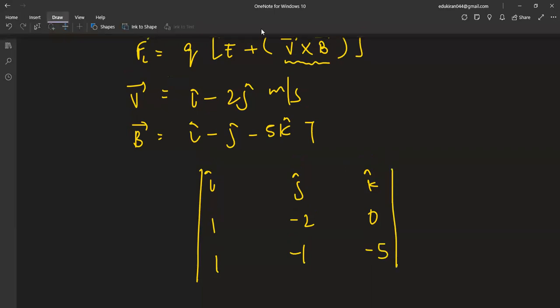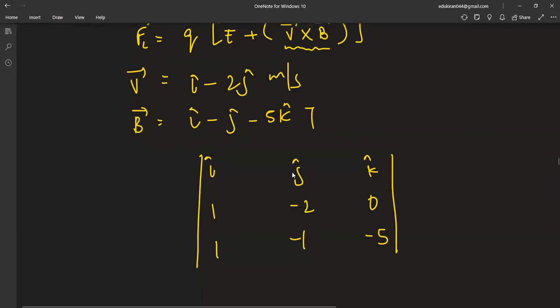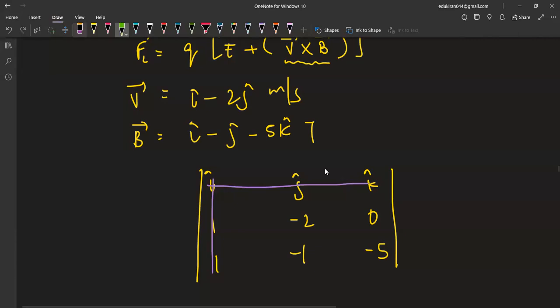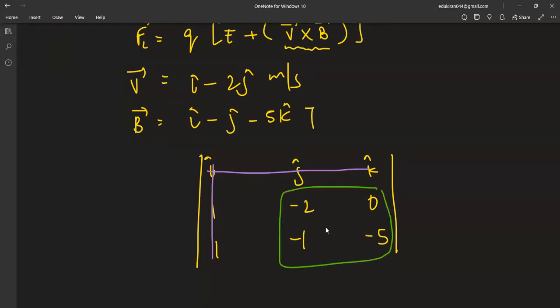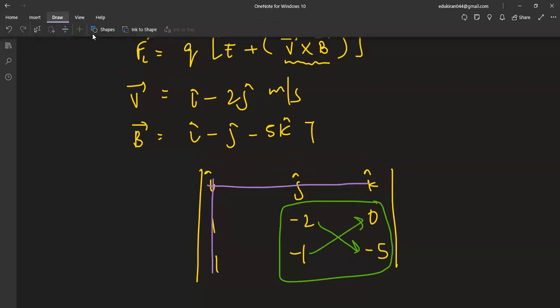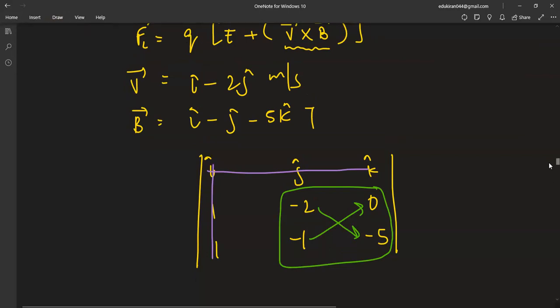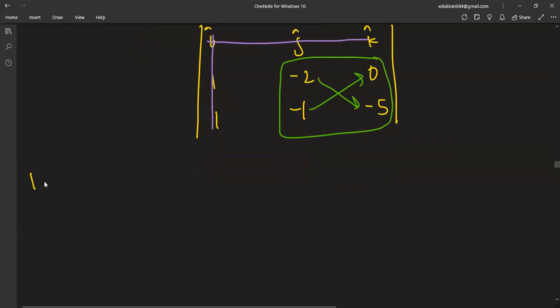All right, so how do we solve it? For I cap, cross out the entire row and column of I cap. Now, what are you left with? You are left with these four. Firstly, diagonally down minus diagonally up. So for V cross B this becomes minus 2 multiplied by minus 5, right? Diagonally down minus diagonally up, that is minus 1 into 0, which will be 0. So this much is the I cap component.